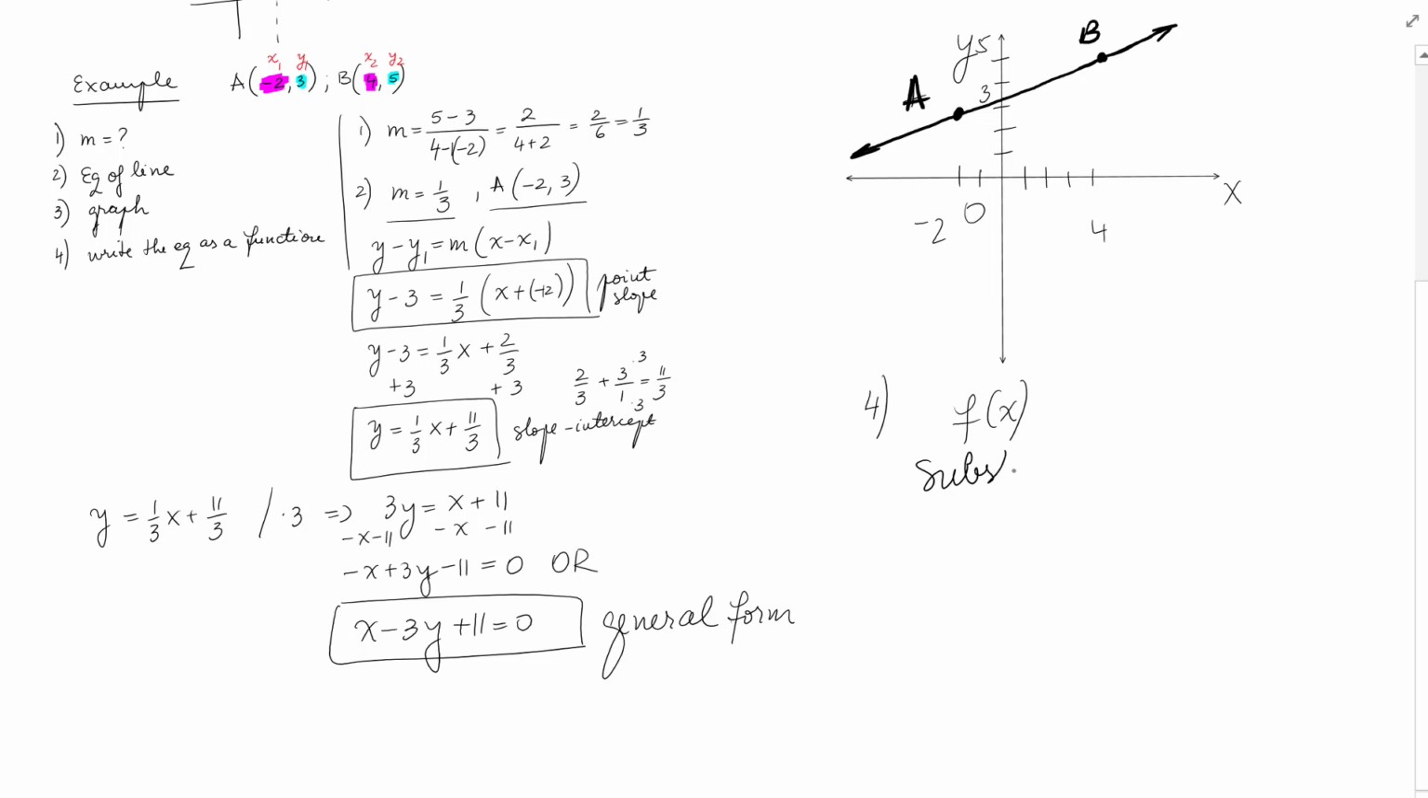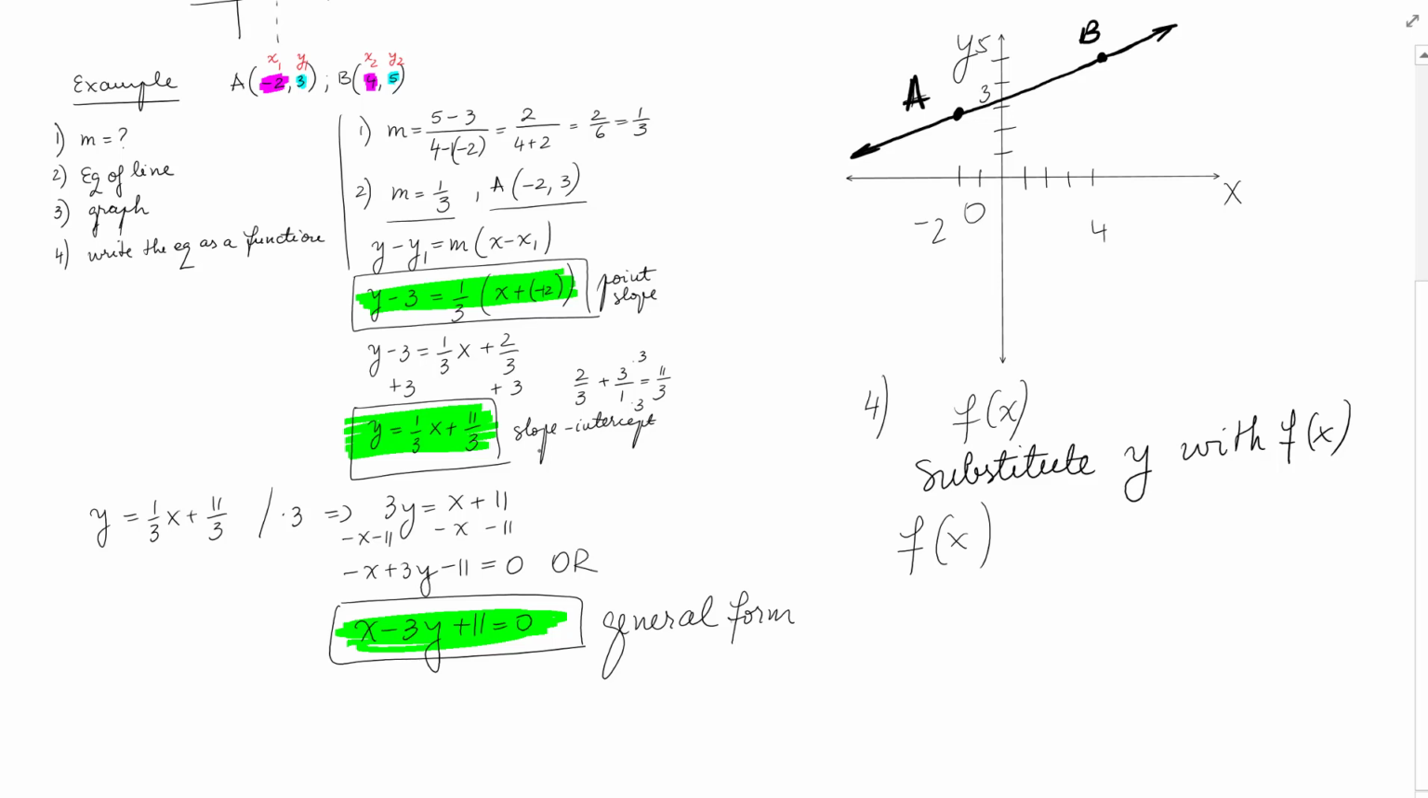substitute y with f of x. And which one of these relations that we have here, this one, or this one, or this one, has y by itself already set up? The second one, right? So we can say f of x, so we go here, and instead of y, we write f of x equals 1 over 3x plus 11 over 3. And we wrote the equation as a function.